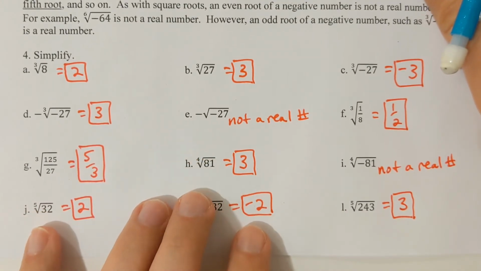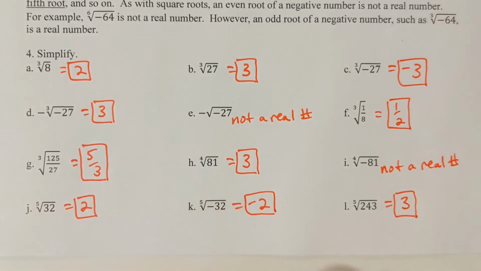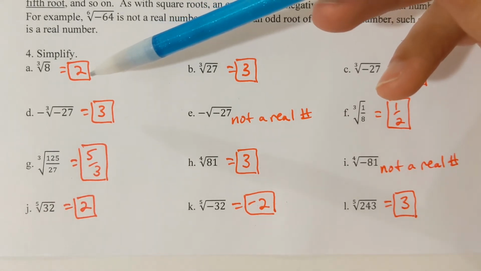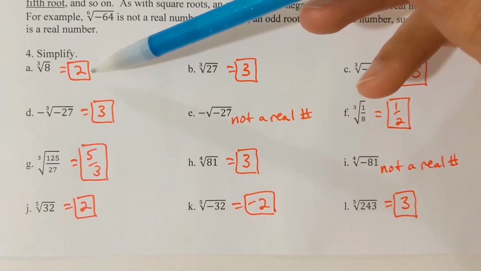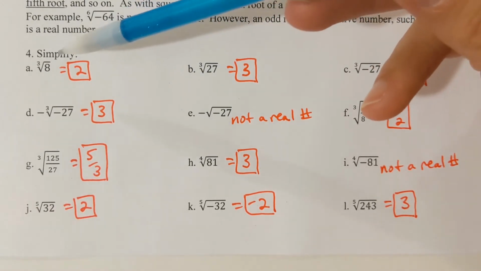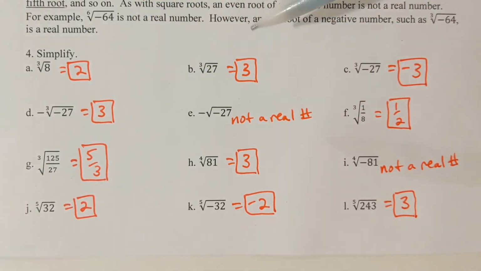So let's do some more with simplifying. Problem 4, we're just going to simplify here. Part A, the cube root of 8. I'd be looking for a number such that when I cube it, I get 8. Well, 2 cubed, 2 times 2 times 2, would give me 8. So the cube root of 8 would be 2.